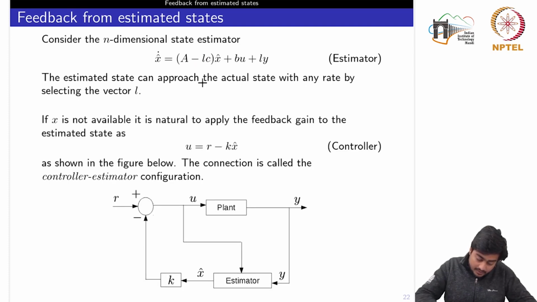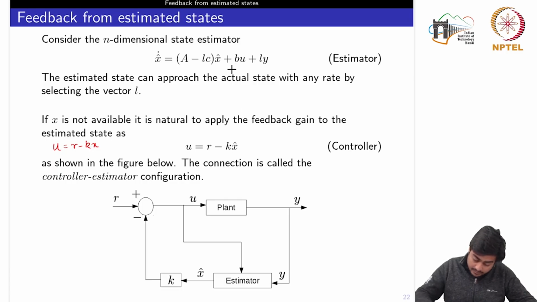Now if we design the controller, and x is not available, it is natural to apply the feedback gain to the estimated state x hat. Earlier we had seen that the controller was u is equal to r minus Kx. Now instead of using x in the controller, we are using x hat, which is coming from the estimator.